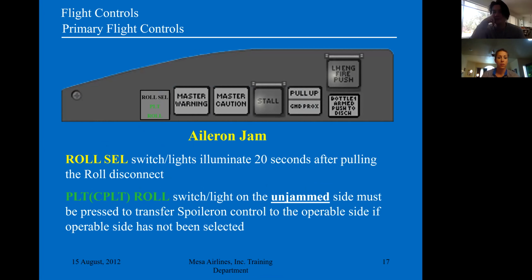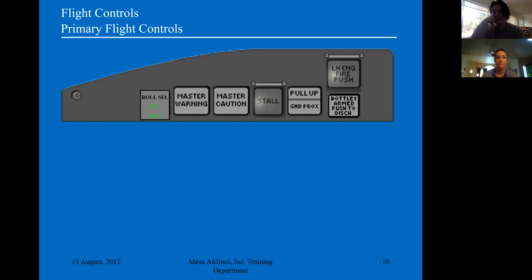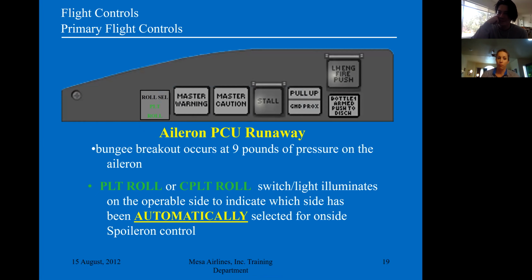I have a question. Yeah. Can you reconnect it in flight if you disconnect it? No. Bungee breakout basically disconnects it and it's unconnectable. So don't do it by accident or because you're messing around. That would be bad.